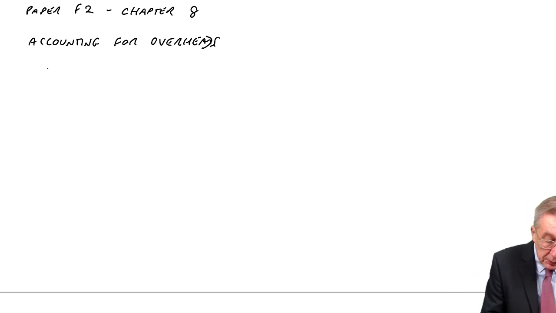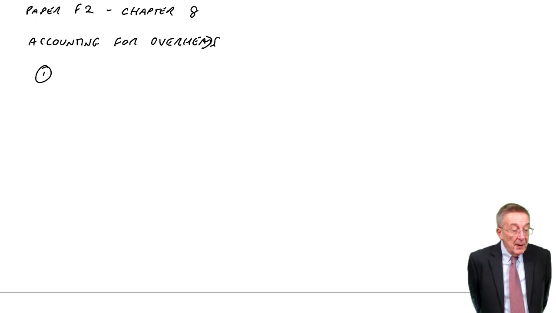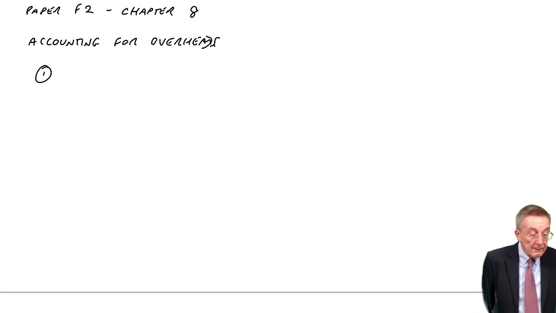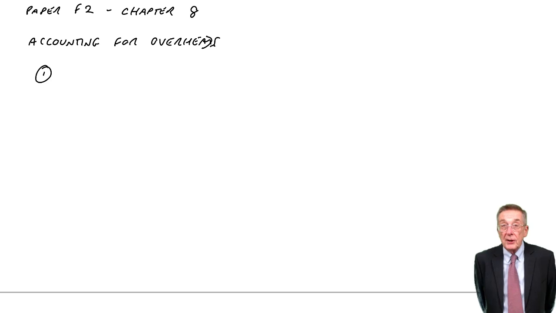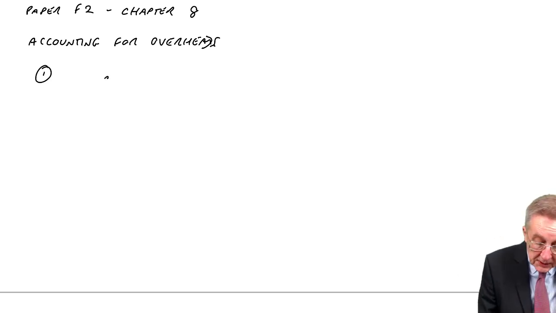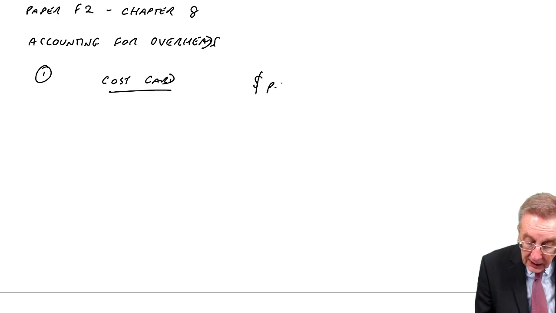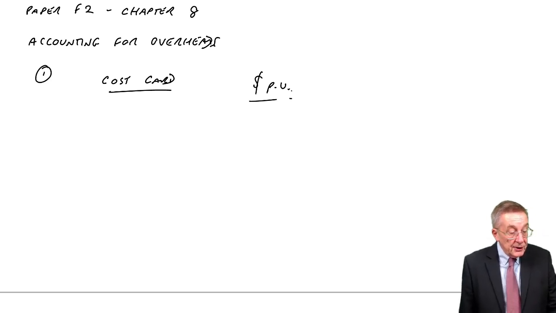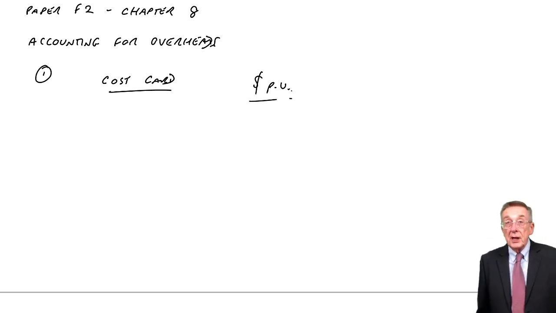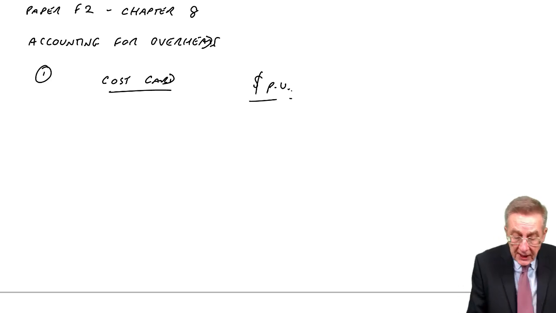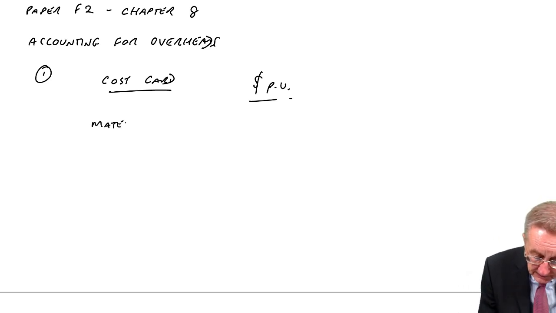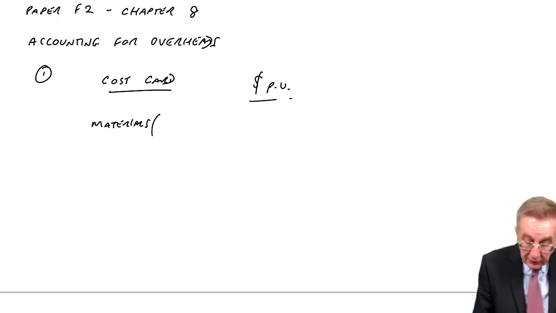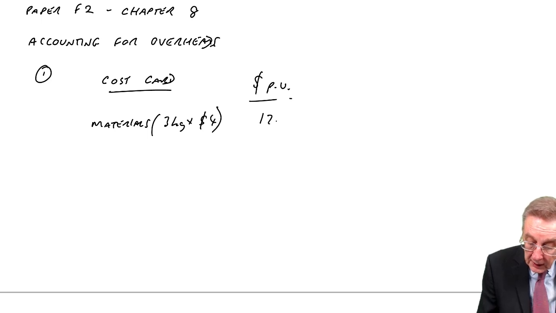But there does stand to be a problem, and let me explain why with the first of several examples. If you look at example 1, X plc produces desks, and you'll see at the bottom it says calculate the cost per desk, and so we're going to produce a cost card. The dollars per unit. And let's list the costs. First of all, each desk uses 3 kilos of wood at a cost of $4 a kilo. Well, that's our materials. So the materials, 3 kilos, each kilo costs $4. So a total of $12.